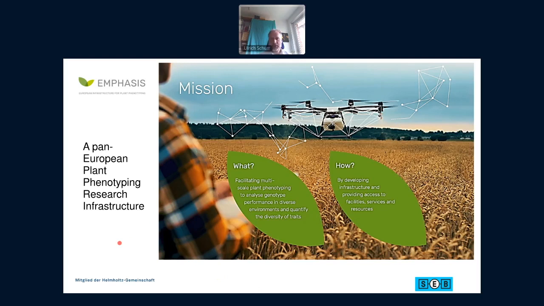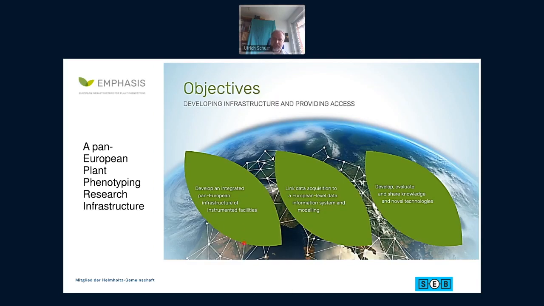But beyond that, obviously, we have to go into a kind of longer-term perspective, and that's exactly the mission which EMPHASIS has, to build a pan-European plant phenotyping research infrastructure, which will facilitate multi-scale phenotyping from the different dimensions, from controlled environment to the field, including modeling and data systems. And it will do this by developing the infrastructure, but also providing access to facilities, services, and resources. And that's an ongoing ESFRI project, which we are working on at the moment with a number of different activities. The objectives are to develop the infrastructure, to link the data and provide data acquisition, and to develop also the novel technologies and to disseminate them on a wider scale.